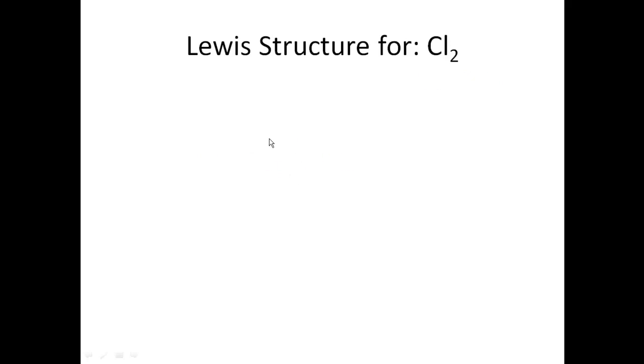Alright, Lewis structure for chlorine. Each of the chlorines has 7. There are 2 of them, that's 14. So chlorine to chlorine, that's 2, 4, 6, 8, 10, 12, 14. That's my 14. Everybody has 8 electrons. We're good to go.